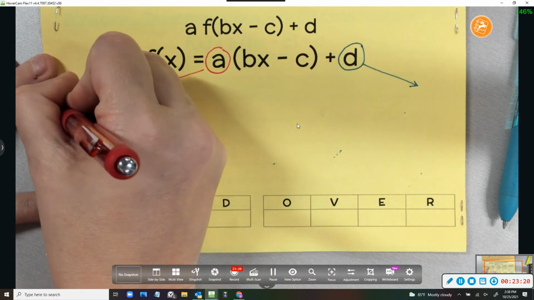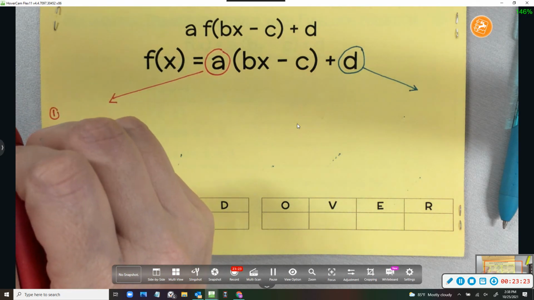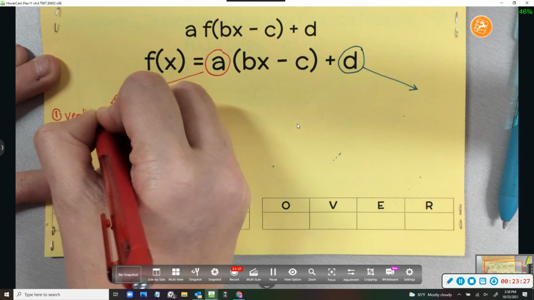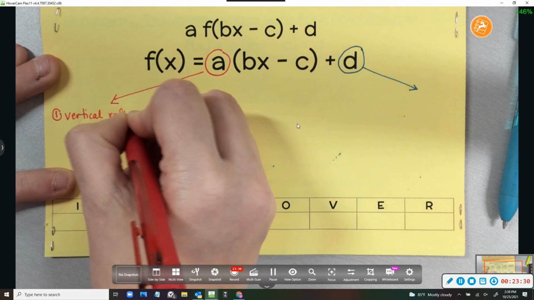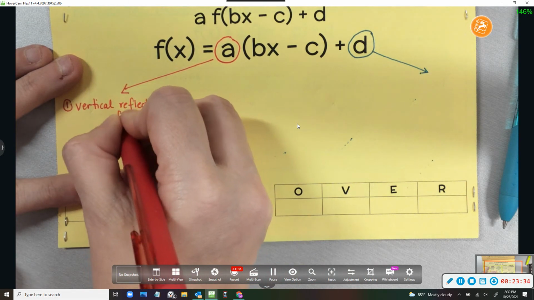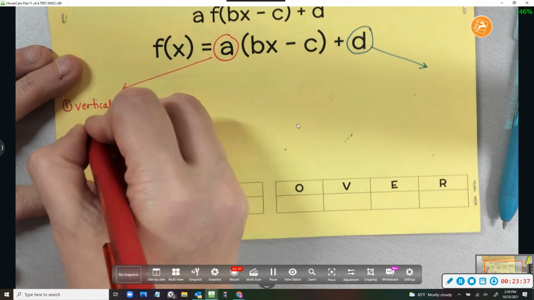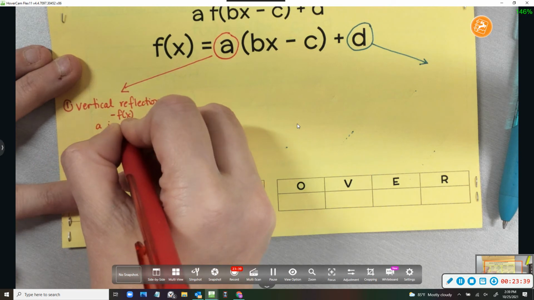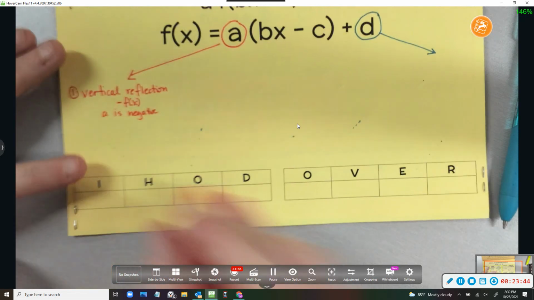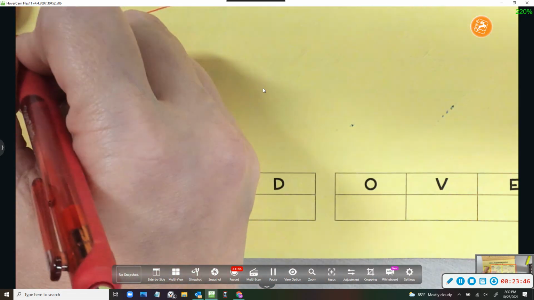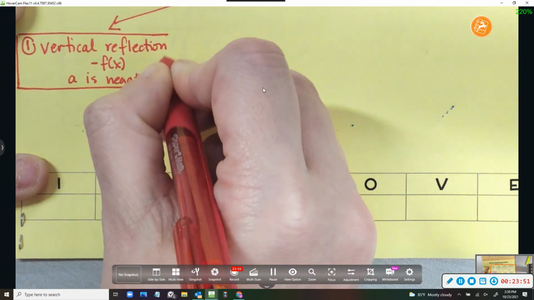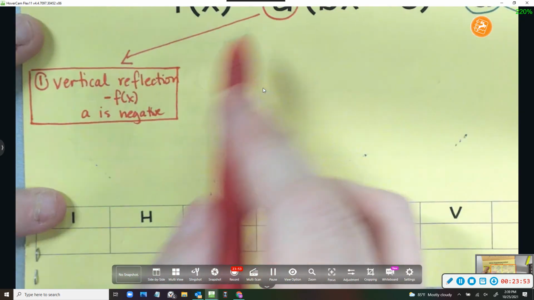One that we could see, definitely, was a vertical reflection. A vertical reflection looks like negative f of x, and the reason it's a change in A is because A is negative.